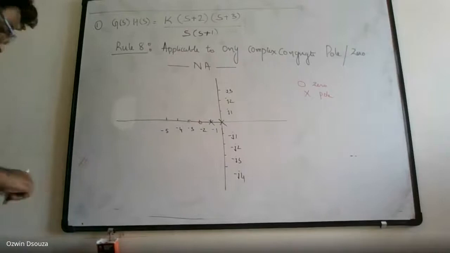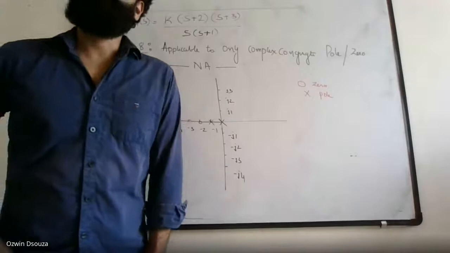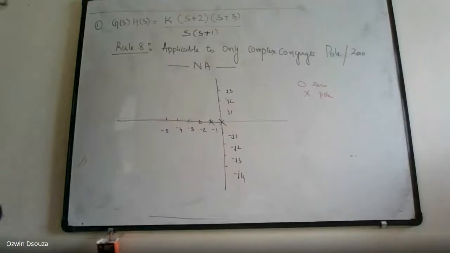Okay, once you are done with the pole-zero plot, you don't have to draw the angle of asymptotes and the centroid, right? Because you did not get any centroid and angle of asymptotes. So you can just omit rule 4 and rule 5. Now we are left with the breakaway points.